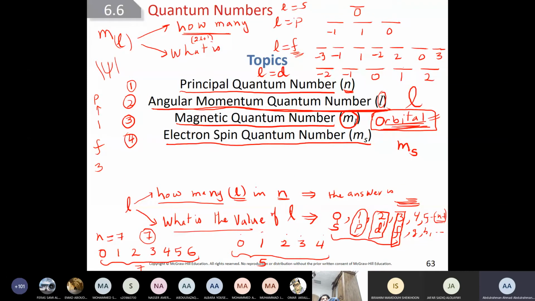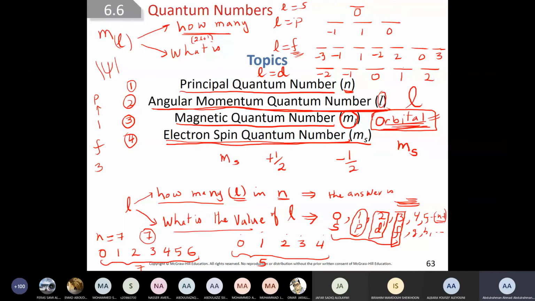The ms is different than the others. What's the name of ms? Electron spin quantum number. You must memorize the name. ms. What's the name again? Electron spin quantum number. And it has only two solutions. It is either plus half or minus half. Only two solutions. Only for ms. It's not related to all the other quantum numbers.